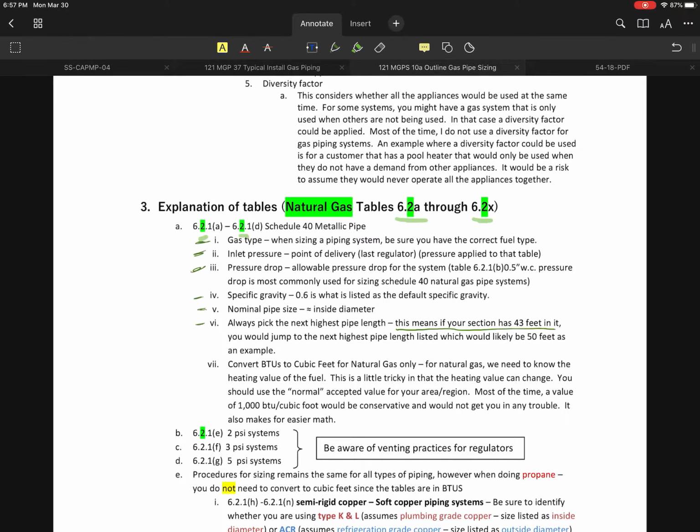So the next thing that you got to do is convert the BTUs over to cubic feet. And that's the only thing you're going to have to do for natural gas, is you're going to be setting that up.